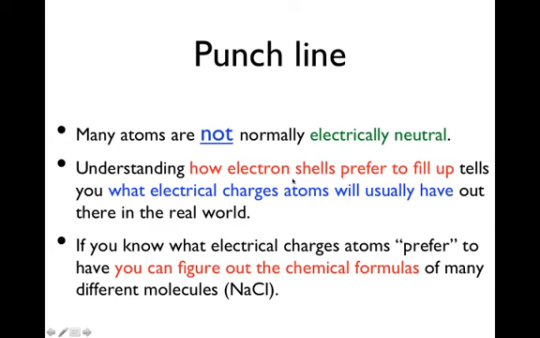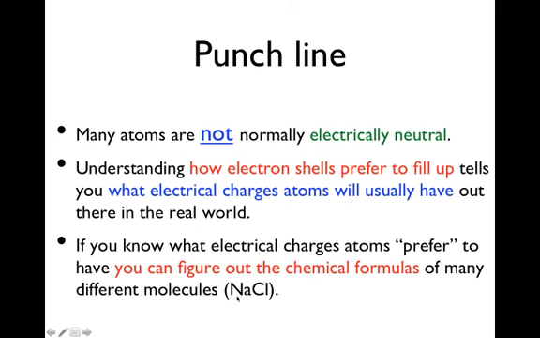If you understand how the electron shells prefer to fill up, you can actually figure out what the electrical charges that atoms will prefer to have. So again, all you have to do really is play the types of games that we were playing on the second and third slides of this section to figure out the preferred electrical charges of many different atoms. And then finally, if you can figure out what the electrical charges that certain atoms prefer to have, you can figure out the chemical formulas of many different molecules.